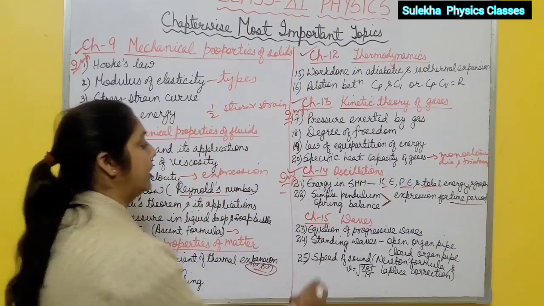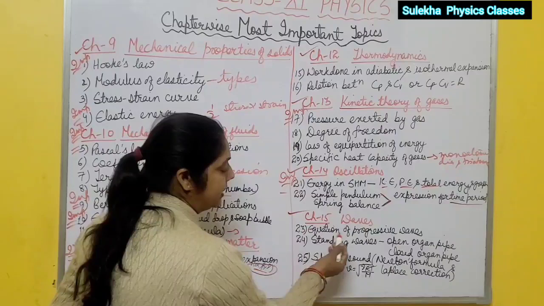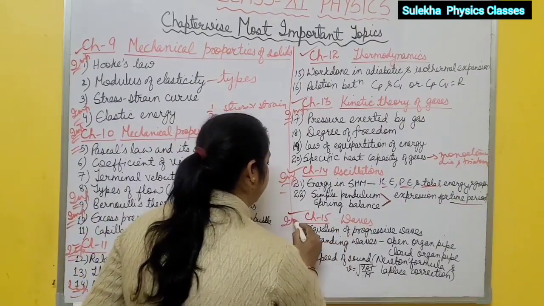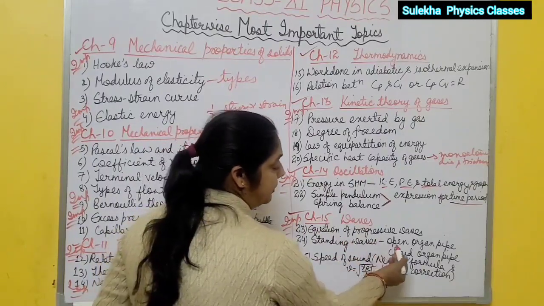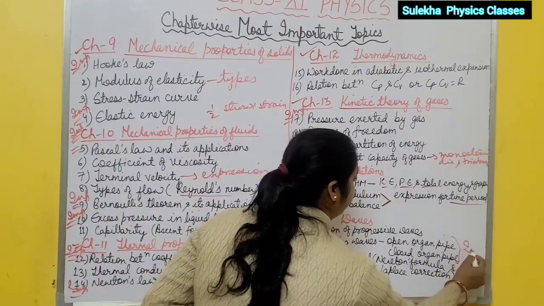Now come to last chapter number 15, that is waves. In this one, first topic is equation of progressive waves. This topic is very, very important. Then stationary waves, how standing waves are produced in open organ pipe and closed organ pipe. These 2 are also very, very important.